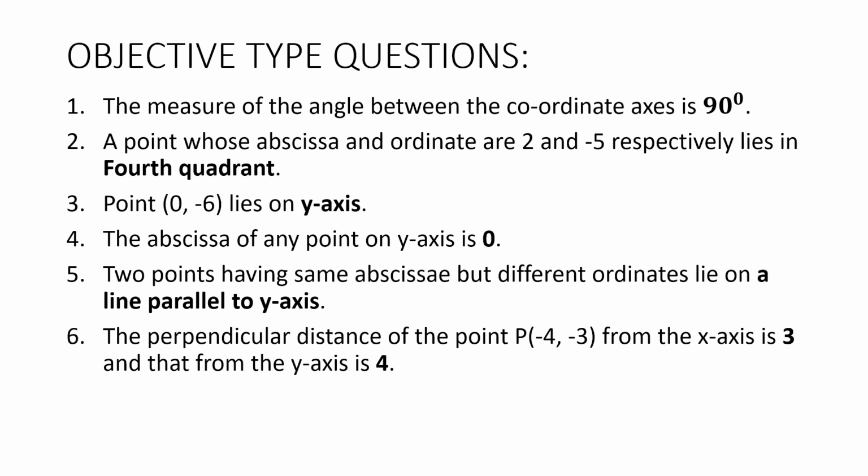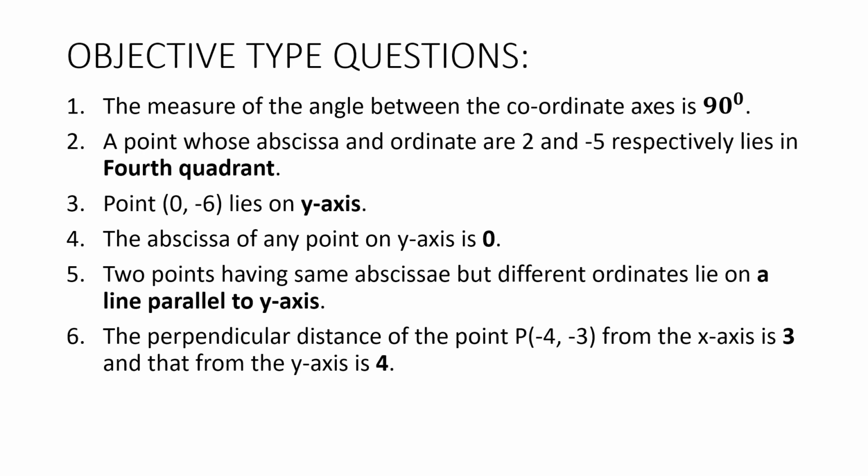The abscissa of any point on the y-axis will always be 0, means the x value of any point on the y-axis will be 0. Two points having the same abscissa but different ordinates lie on a line parallel to the y-axis. For example, if you have the point with the same abscissa, means x value is the same, say 2, 3 and 2, -4, then it will lie on a line which is parallel to the y-axis.